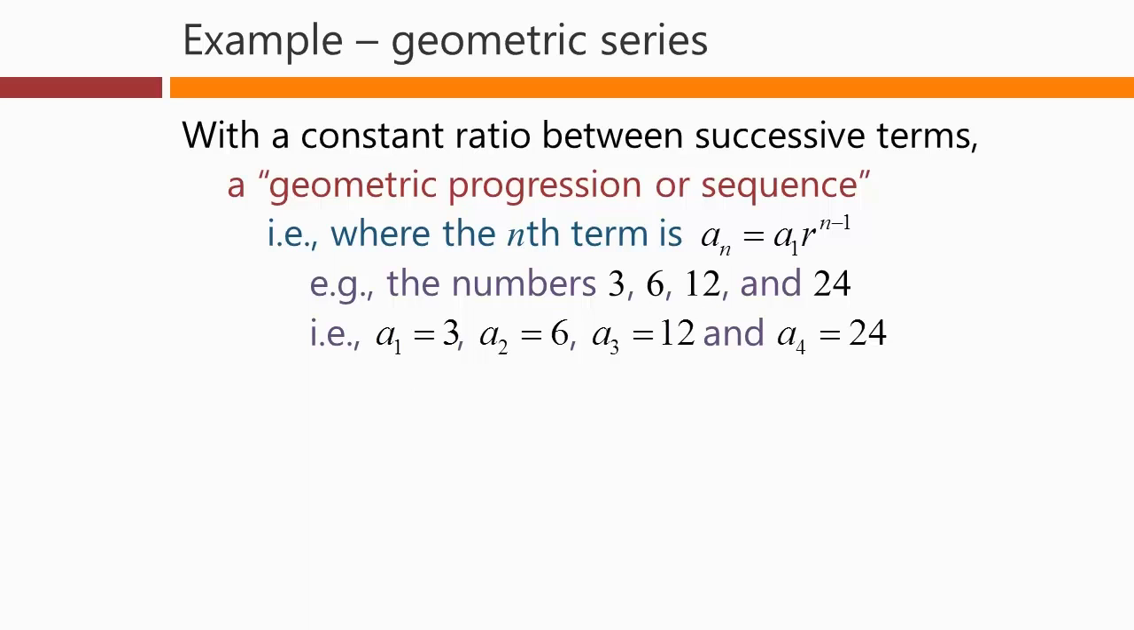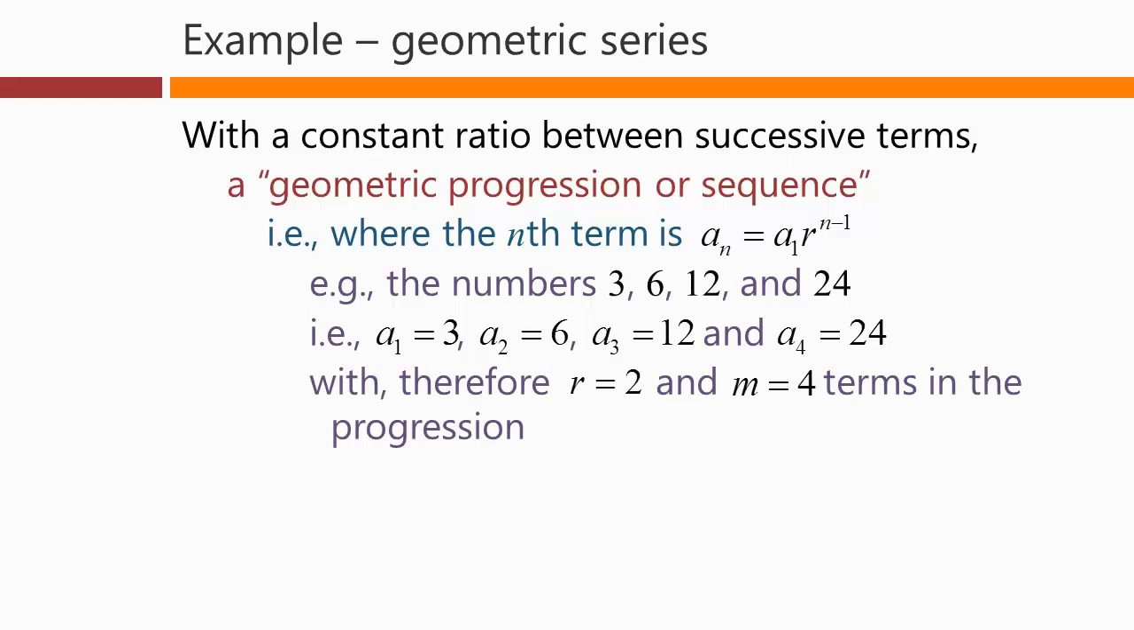correspond with our a1 equals 3, a2 equals 6, and so on, to a progression like this, where the successive terms in the progression or sequence are a factor of 2 larger than the previous one. So r is 2, 6 is 2 times 3. And we have 4 terms altogether in this particular sequence, and we're going to call that m equals 4.